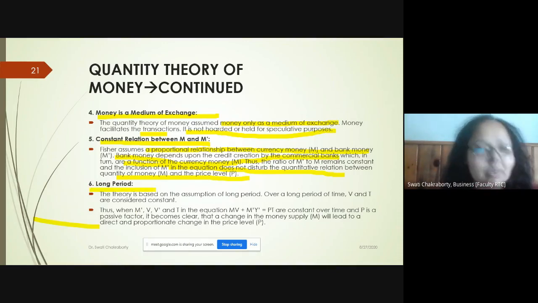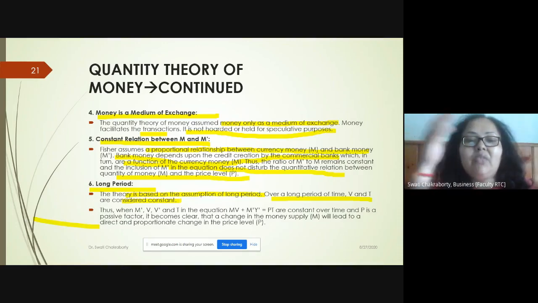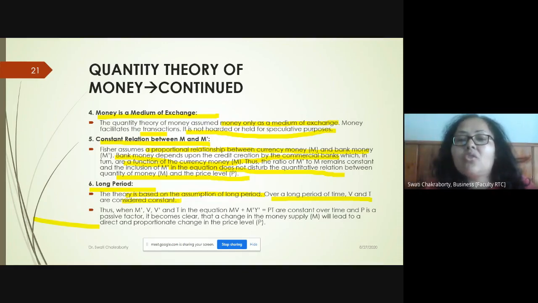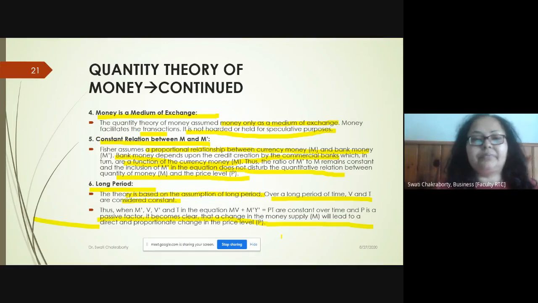The sixth assumption is long period. The theory is based on the assumption of a long period, over a long span of time. V and T are considered to be constant. So M dash, V dash, T in the equation are considered as constant over time. And price is a passive factor here. So it's very clear that a change in money supply will lead to a direct and proportionate change in P because other factors are constant.